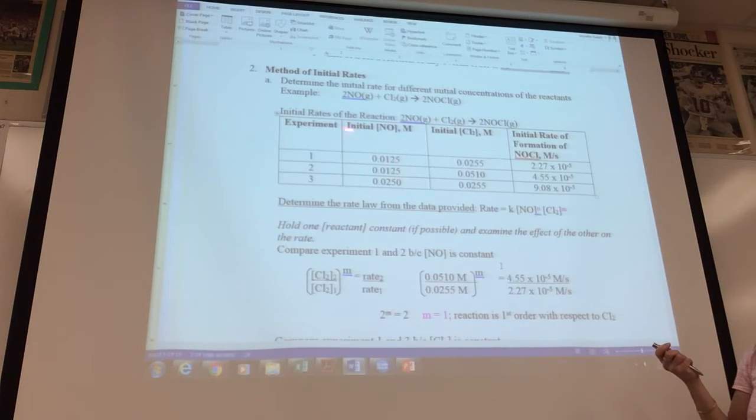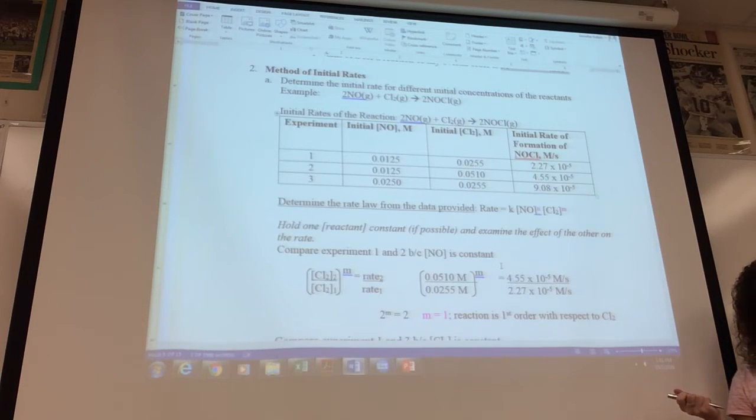Right away, somebody said 1 and 2. What is 1 and 2? They're constant. What's constant? The concentration of NO. Right. So in experiments 1 and 2, the concentration of nitrogen monoxide is constant, so you can look at the effect of chlorine concentration increase on the rate. Your approach here: concentration of chlorine in experiment 2 over experiment 1 raised to the M, because it's the second reactant, equals the rate of the second over the rate of the first.